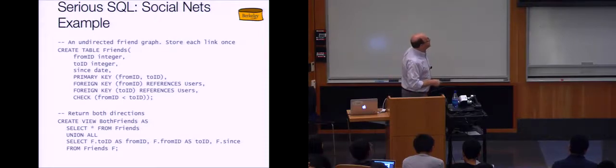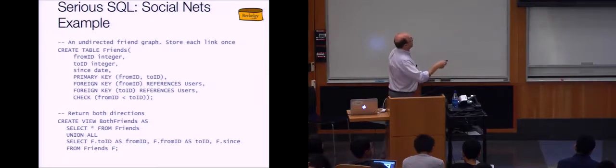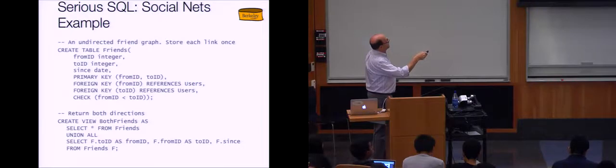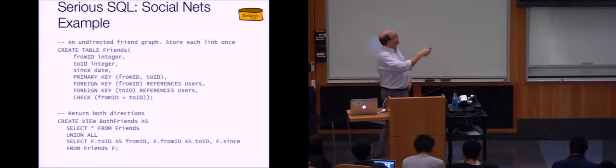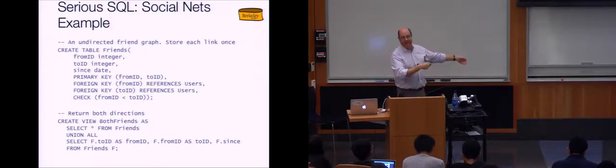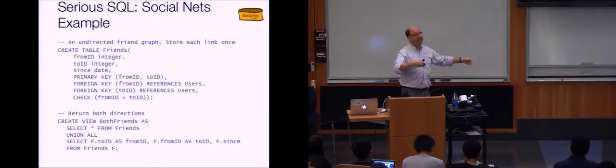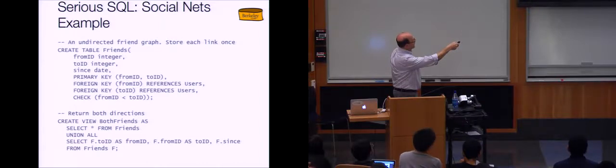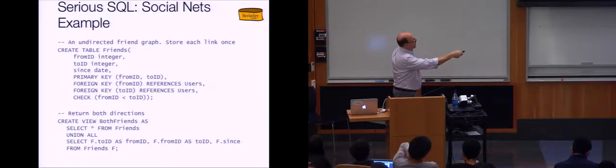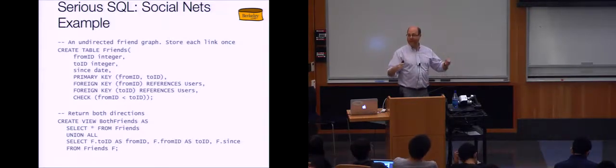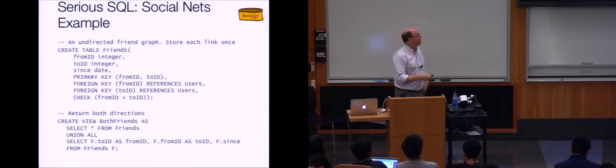So this is an example where you might do something with social networks. And let's say you have this table friends where you have the ID of a person as the source of the relationship, the ID of the person as the destination of the relationship. So the from person is friends with the to person. Since a certain time, you only want each one of those in there once, right? And then these two IDs are foreign keys referencing users, so they have to be records that exist in the users table.